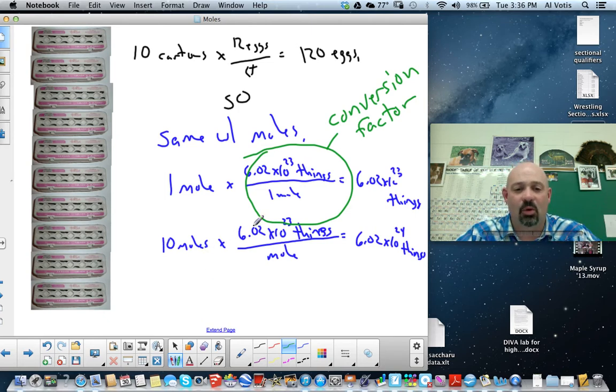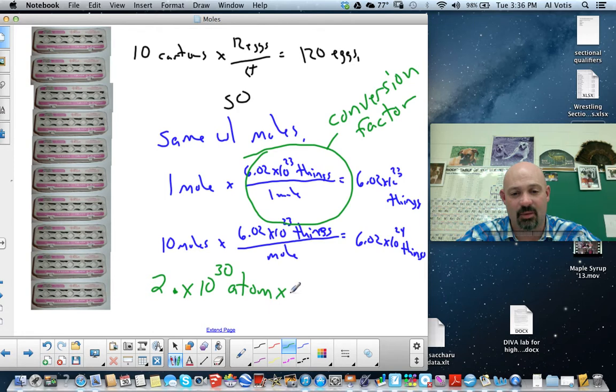And same thing, 10 moles would be 10 times how many things are in 1 mole, or 6.02 times 10 to the 24th things. We can do exactly the same thing going backwards as well. I could say if I have 2 times 10 to the 30th atoms, how many moles is that?